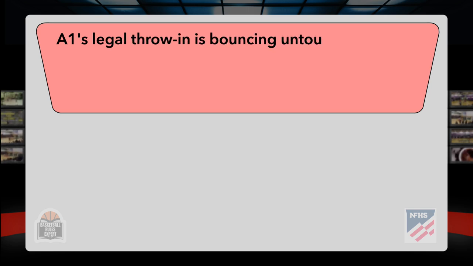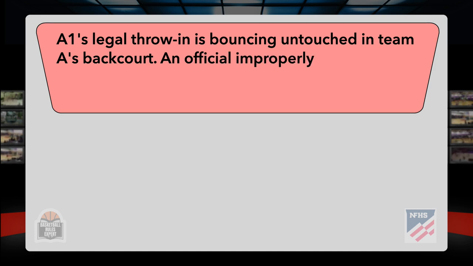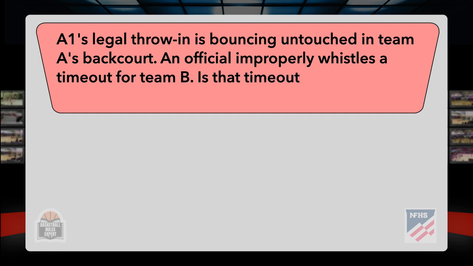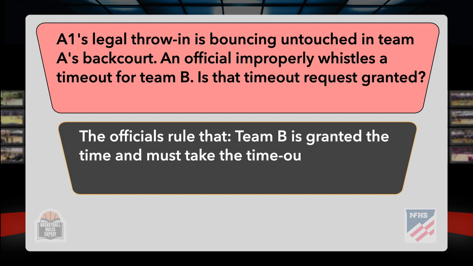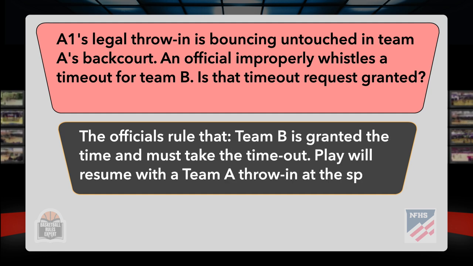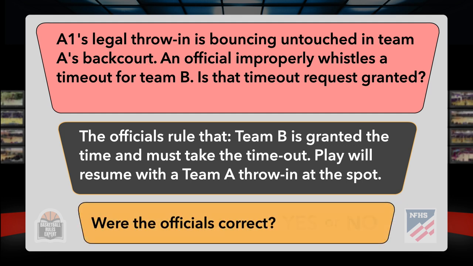A1's legal throw-in is bouncing untouched in Team A's backcourt. An official improperly whistles a timeout for Team B. Is that timeout request granted? The officials rule that Team B is granted the timeout and must take the timeout. Play will resume with a Team A throw-in at the spot of the original throw-in. Were the officials correct? Yes or no?